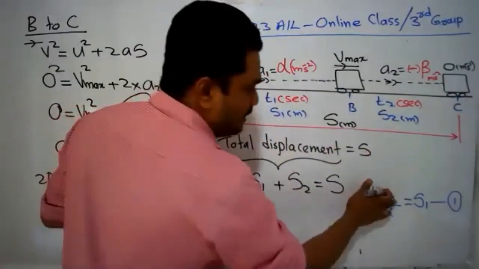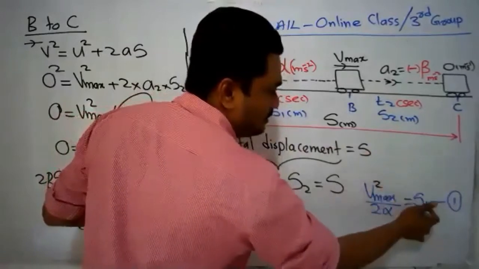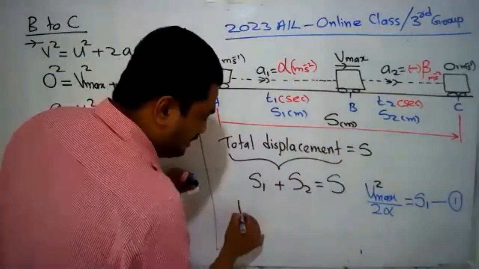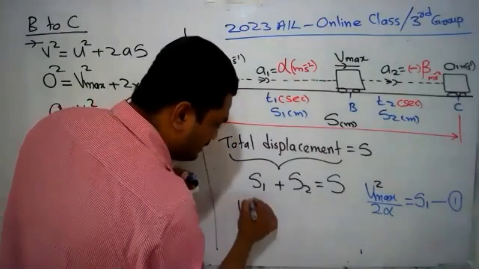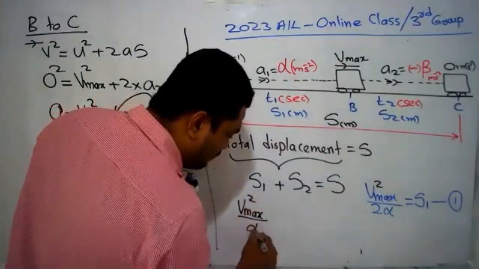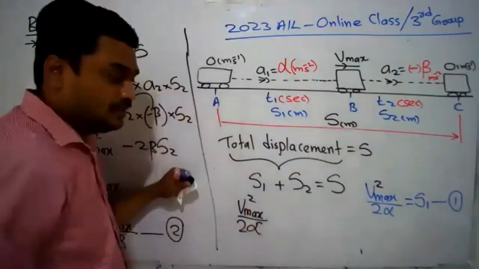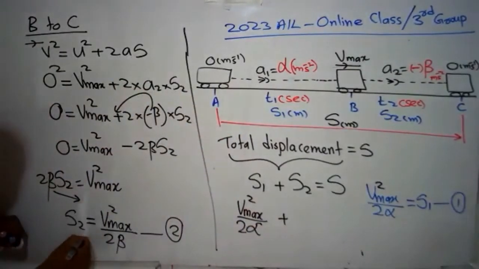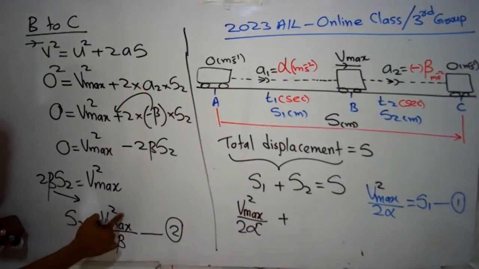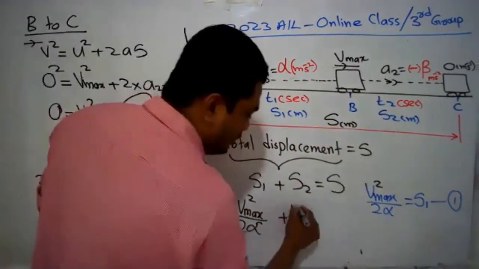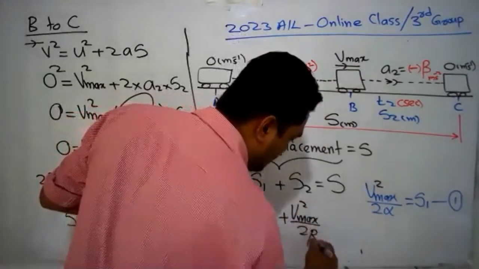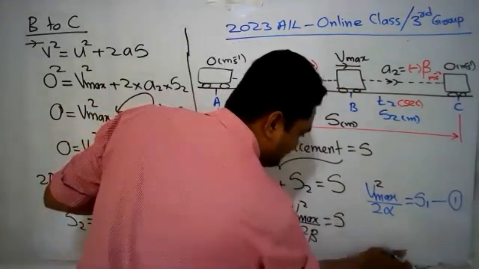The first equation tells us S1. S1 is given by the first equation. So according to the first equation, S1 is V max square divided by 2 alpha. According to the second equation, S2 is V max square over 2 beta. V max square over 2 alpha plus V max square over 2 beta equals S.